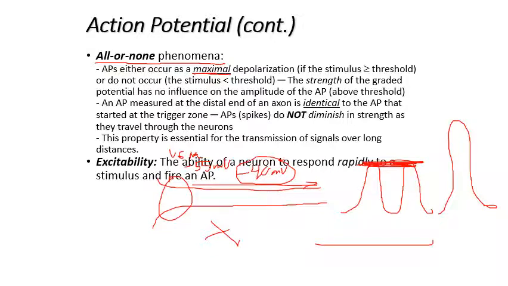Excitability of the neuron: as you can see, we're going to have a rapid depolarization and a rapid repolarization, and we'll see when we look at the action potential there is a hyperpolarization phase. Okay, but from this slide here, light switch, either the light is turned on maximally or not at all. It's not a dimmer switch.